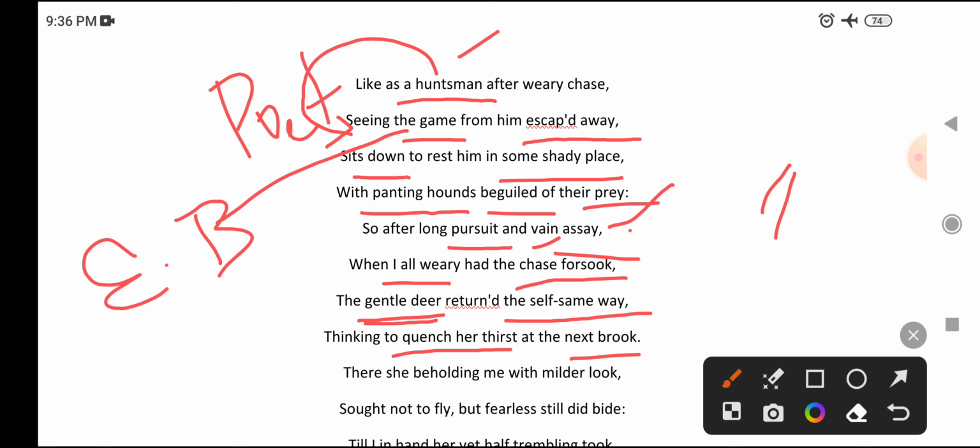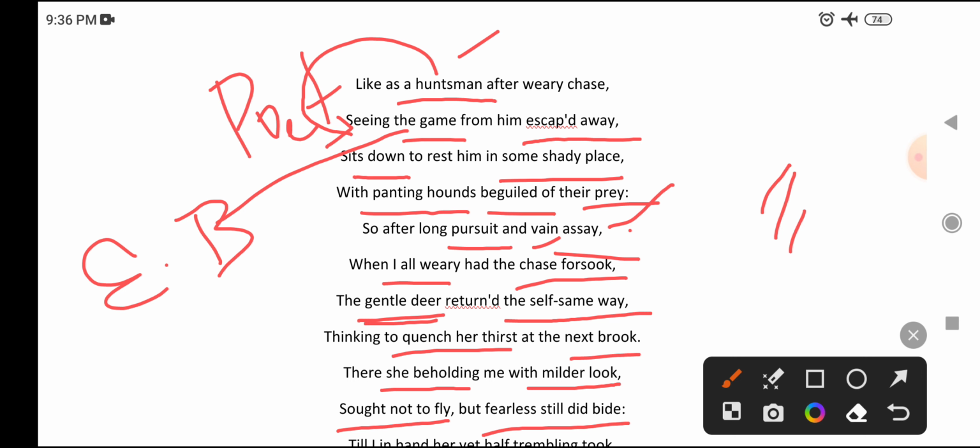"And this time the prey did not sought to fly, but fearless still did bite." So the prey, the one that is hunted, usually flees on seeing the huntsman, but here the poet claims that this time when the deer, his Elizabeth Boyle, returned with her own will, she did not seek to fly. She did not run from him. She did not reject his courtship, but she stood there fearless.